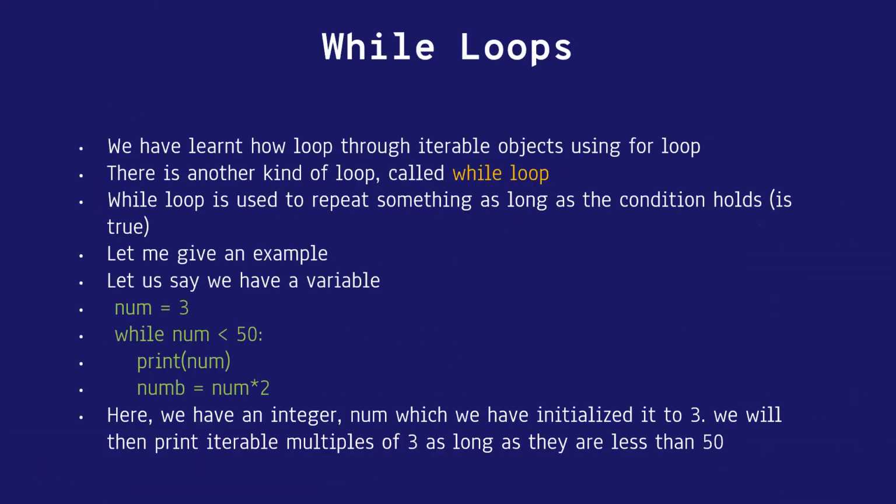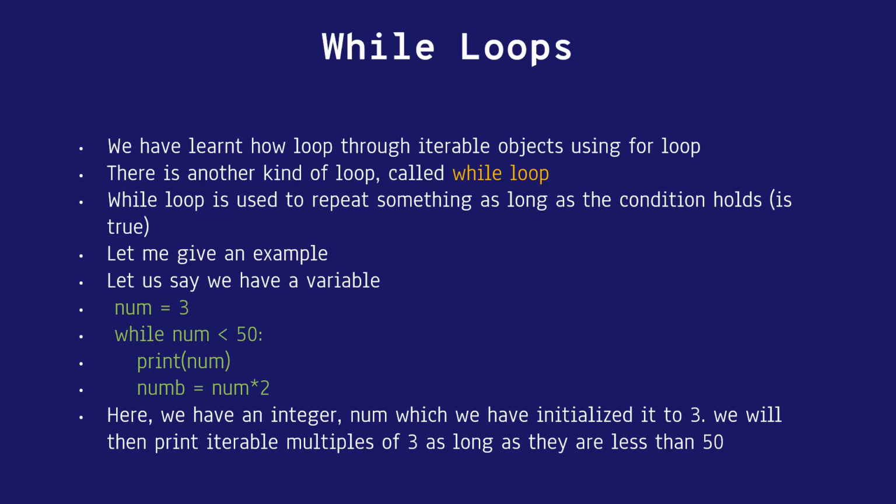We have learned how to loop through iterable objects using the for loop. There is another kind of loop that's called the while loop. A while loop is used to repeat something as long as the condition holds, that is, as long as the condition is true. Let me give an example. Let us say we have a variable num, which I've given the value 3. While num is less than 50, print num, then multiply that number by 2.